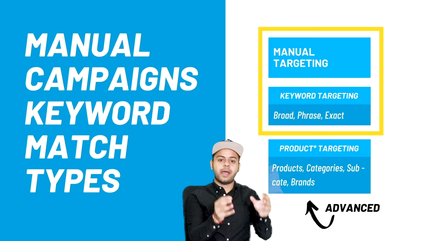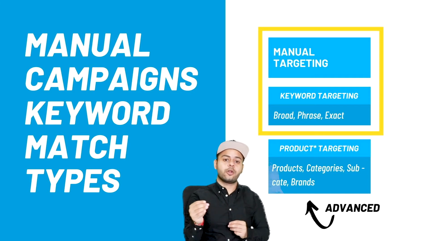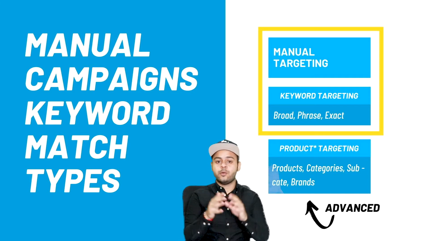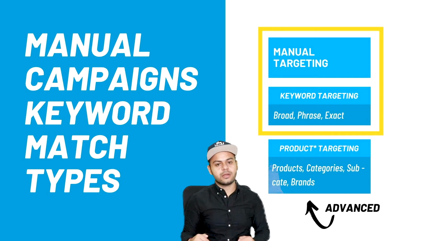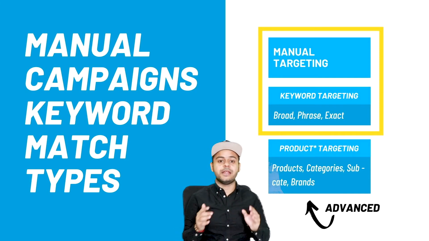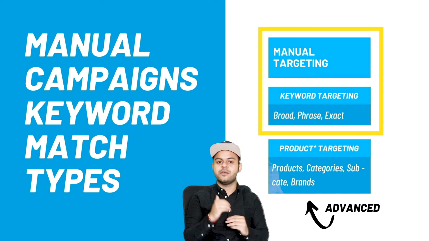That covers the manual campaigns keyword match types. Now I'm going to be skipping over the product targeting, but if you're watching this for that specific kind of targeting, let me know in the comments, and if I get enough people interested in that, I will make a video about that as well. I'm just skipping over it this time because it is a bit too advanced and you don't need to be doing that in the very beginning.